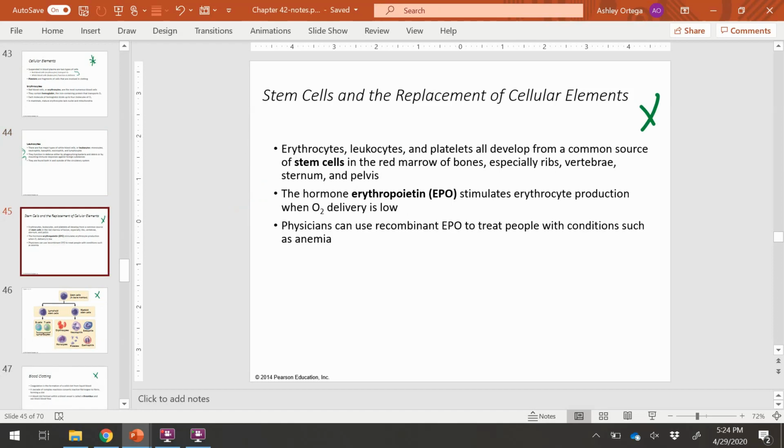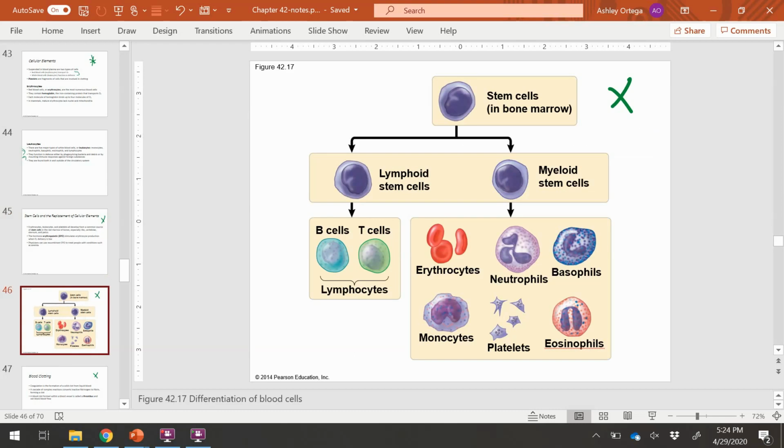Looking at these cells, the erythrocytes and leukocytes, they all develop from a common source of stem cells that are found in the red marrow of bones. While this is very important and has many different aspects, we will not focus on this, but there are many aspects of stem cells and the hormone erythropoietin, EPO for short, that will stimulate production of red blood cells. That is very valuable in terms of scientific research and understanding treatments for patients.